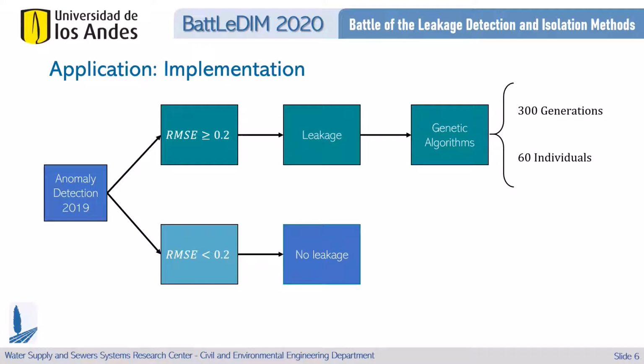At this point, it is important to highlight that anomaly detection tends to identify leakage across a continuous time slot. So, to avoid identifying the same leakage more than one time, a restriction was implemented: two leakages must be separated by at least 2 weeks. After this process, 8 leakages were identified from 2019. For each leakage location, the genetic algorithm was implemented with 300 generations and 60 individuals.